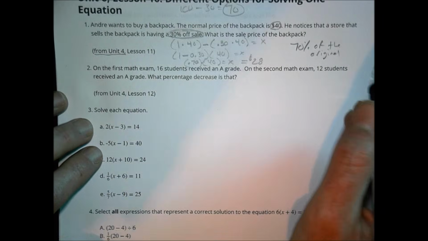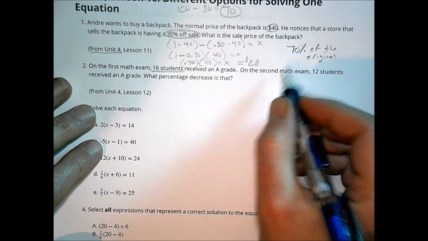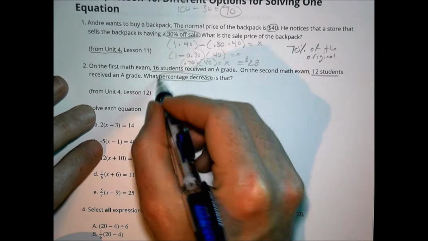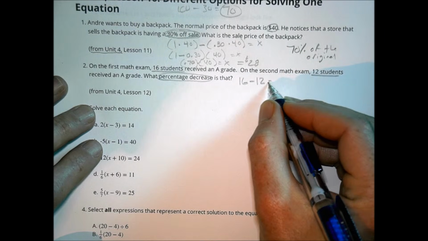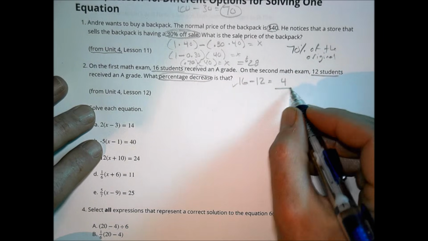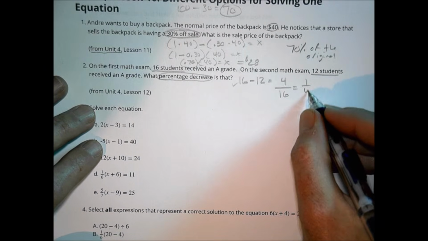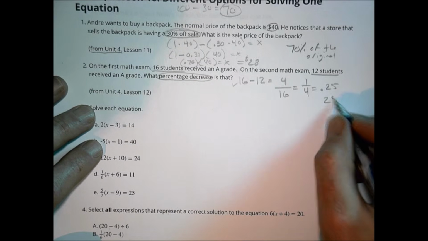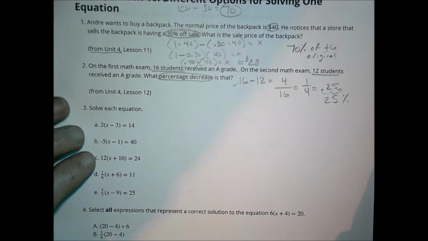Number 2. On the first math exam, 16 students received an A grade. On the second math exam, 12 students received an A grade. What was the percentage decrease? Well, the decrease is 16 minus 12, which is equal to 4. As a percentage of the original, it's 4 divided by what we started with, 16. And 4 divided by 16 is equal to 1/4. As a decimal, that's 0.25, and as a percentage, that becomes 25%, moving that over 2 spots. And that's our percent decrease.